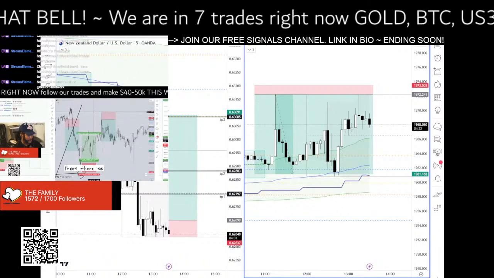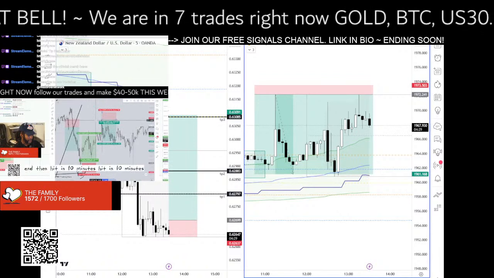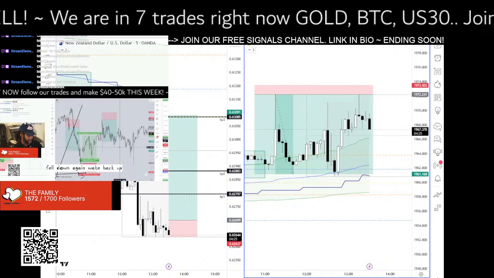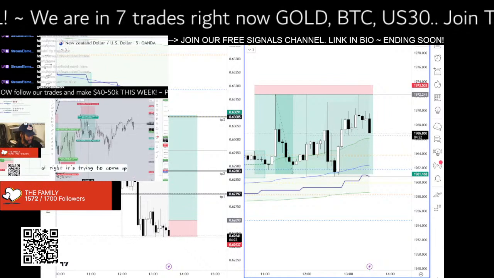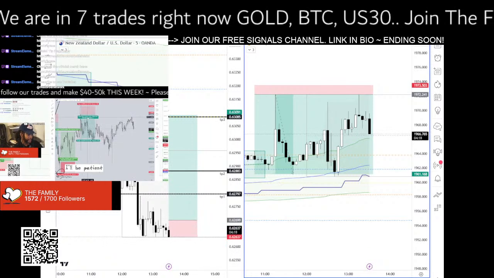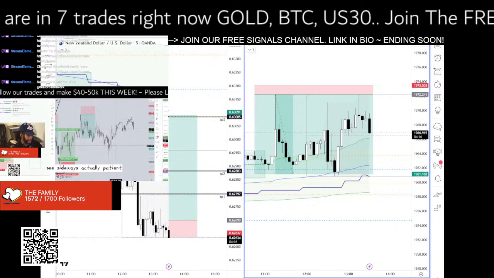From there, it hit in 10 minutes, fell down again, wicked back up. Then I'm like, all right, it's trying to come up. And now it's sideways action. I'll be patient. When you see sideways action, be patient.